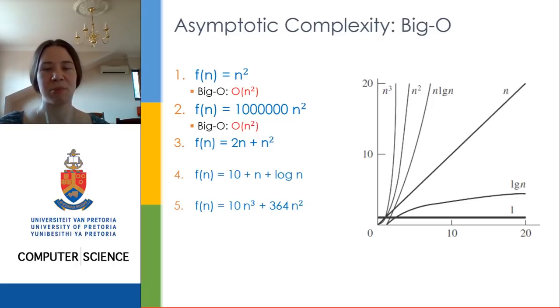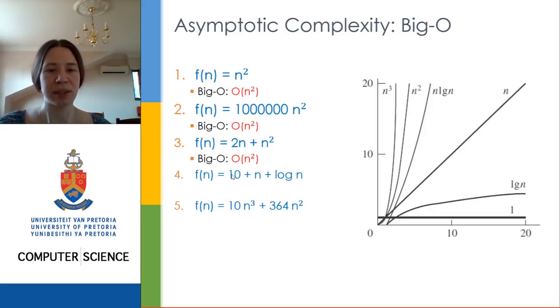Then the third example is the one of that algorithm C that I showed you before. 2n plus n squared is, once again, we already figured out that n squared contributes the most. It's the heaviest term, so we'll say that this function is also big O of n squared. So as you can see, these three functions are different, but asymptotically, we will treat them as equals.